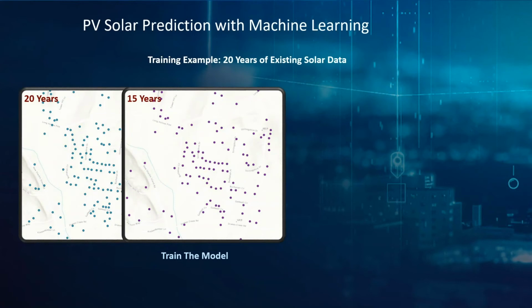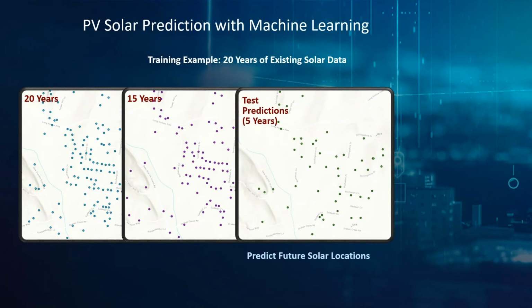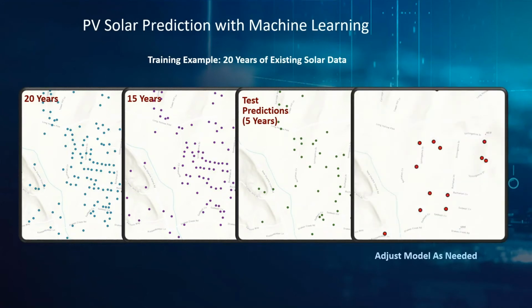And this is where the machine learning algorithm will look for and identify the patterns that are occurring and the overlap between those different data sets. Once I've done that, I can use machine learning to predict where I think solar will show up in the next 5 years. And because I've reserved 5 years of data, I can test my predictions against reality, make any adjustments I need to in my model, and then use that as inputs into my planning process.